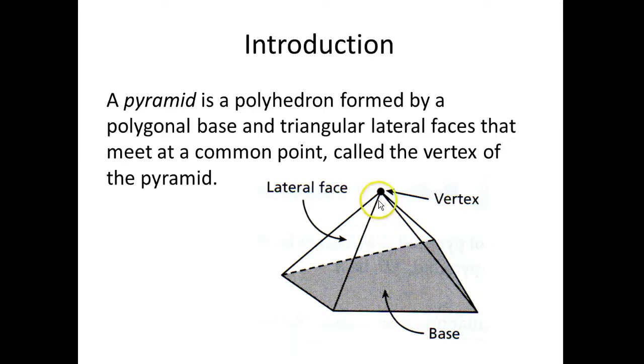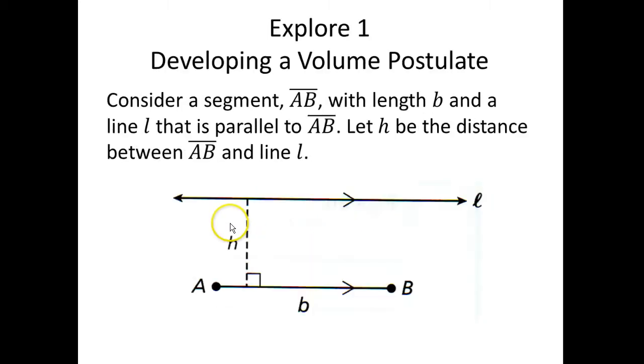Then you choose a point that's not in the plane of the base, a point that's either above or below the base, and then you connect that point to all of the vertices of the original polygon that you chose for the base. Notice I would have created what we call a pyramid, with the point that we chose being the vertex of the pyramid, and all of these triangles on the sides are called lateral faces of the pyramid.